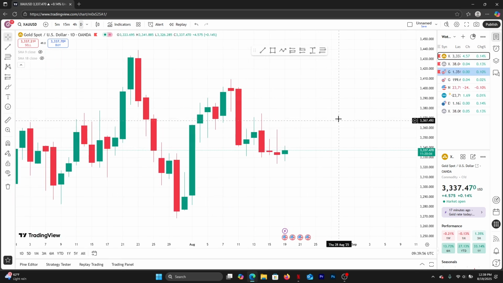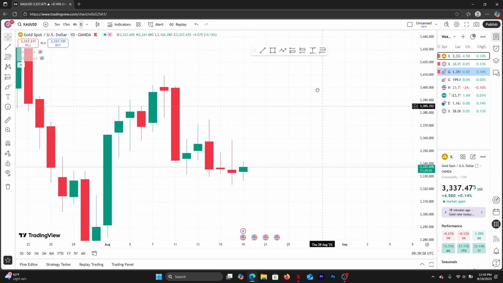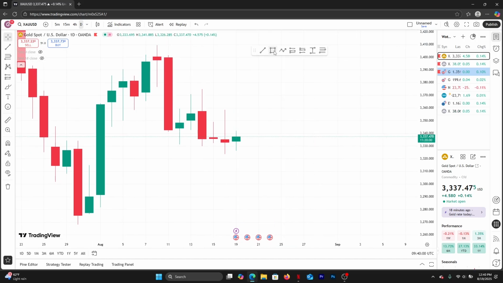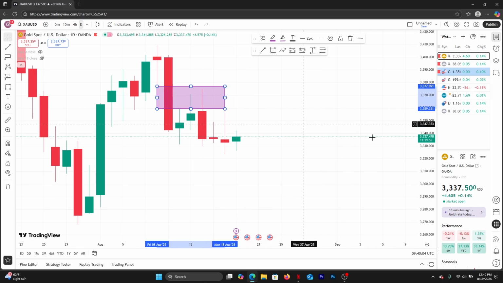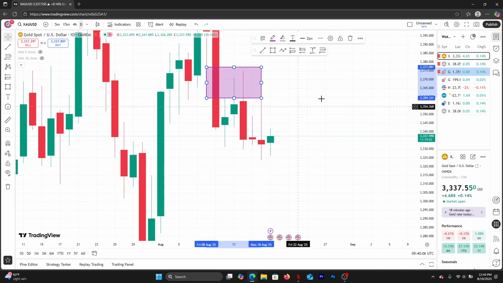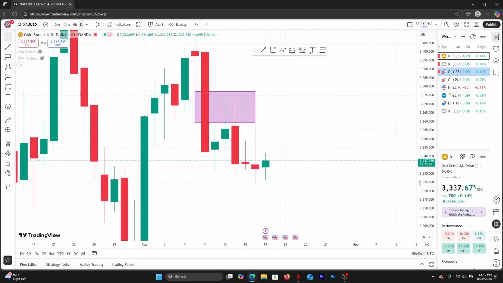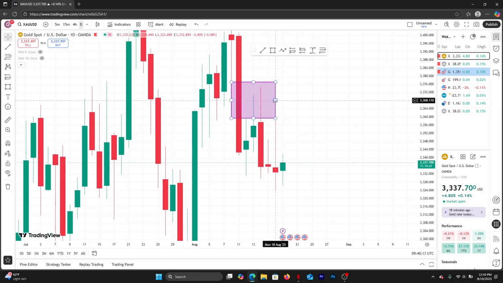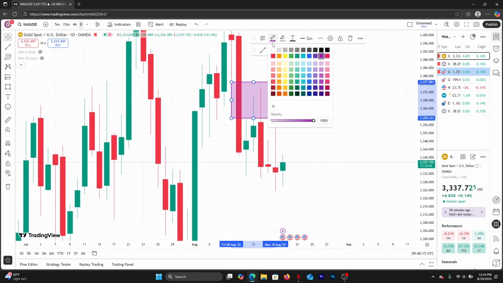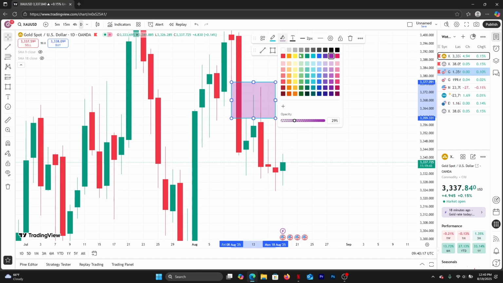Now starting with gold, in the daily time frame we have a fair value gap. This trade happened yesterday, so we had this fair value gap, and then we had change the color of this to blue.